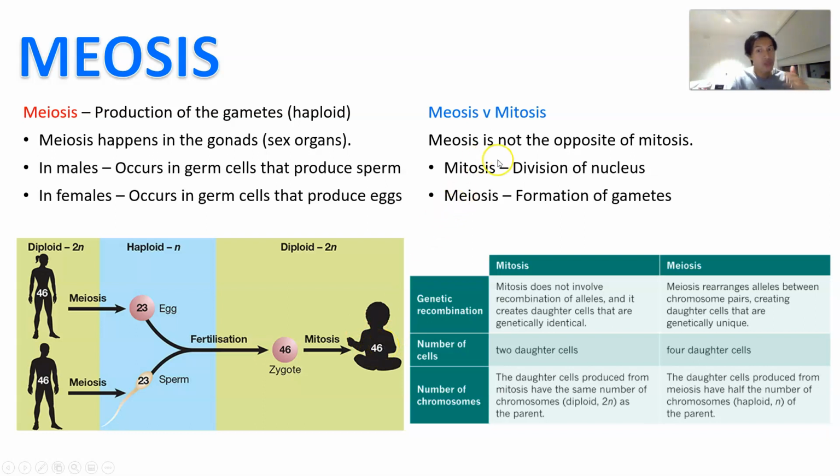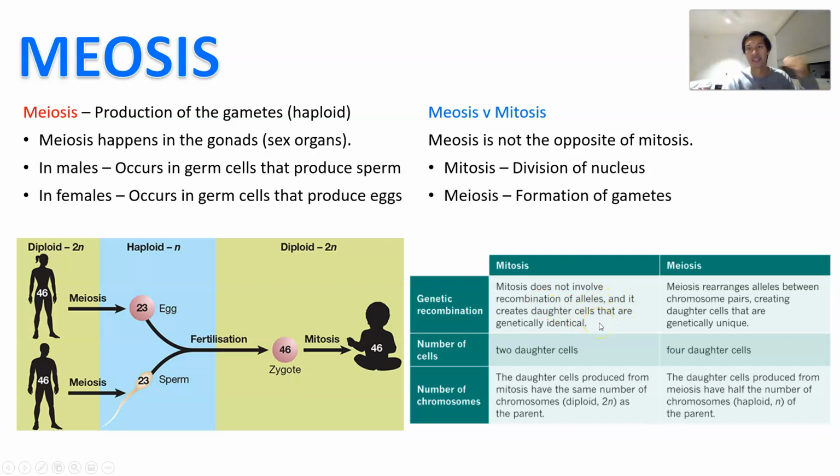Okay, so meiosis is not the opposite of mitosis. Mitosis, by definition, is division of the nucleus and cell replication, but meiosis is the formation of the gametes. But you can see there that the processes are very similar, and especially when we go through each phase, you're going to notice that the naming of the phases are pretty much the same, with the exception of a few numbers.